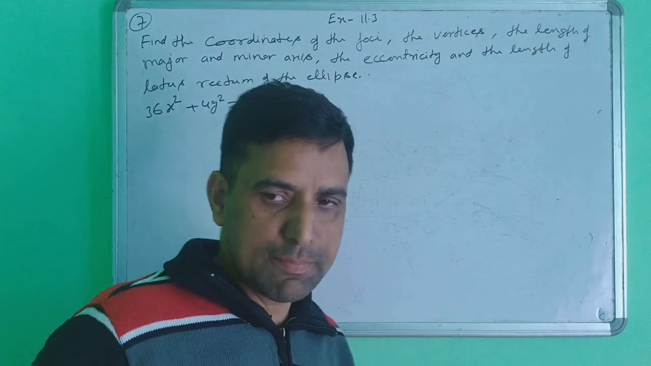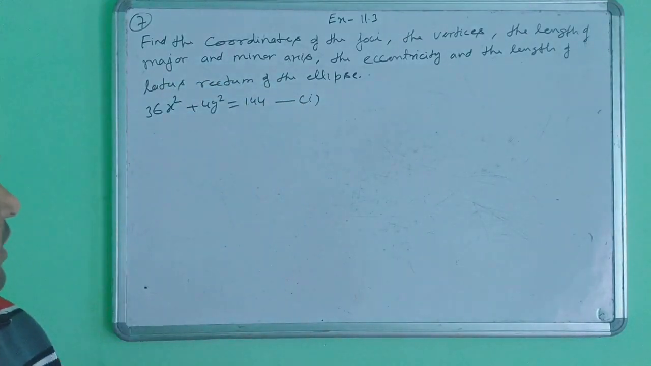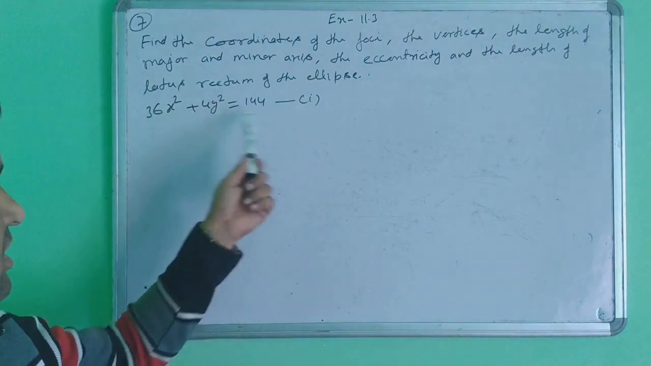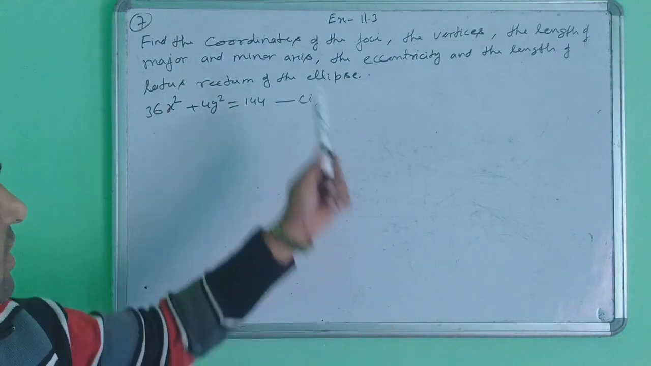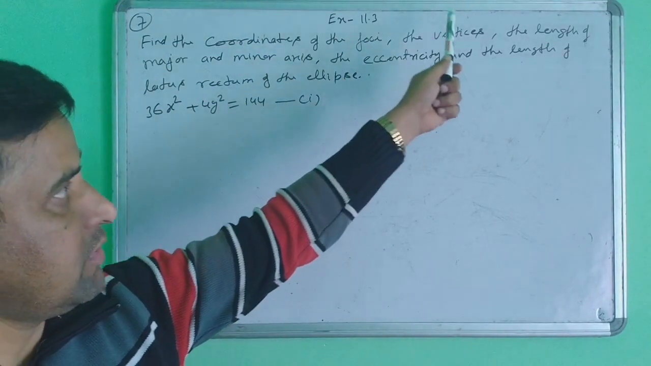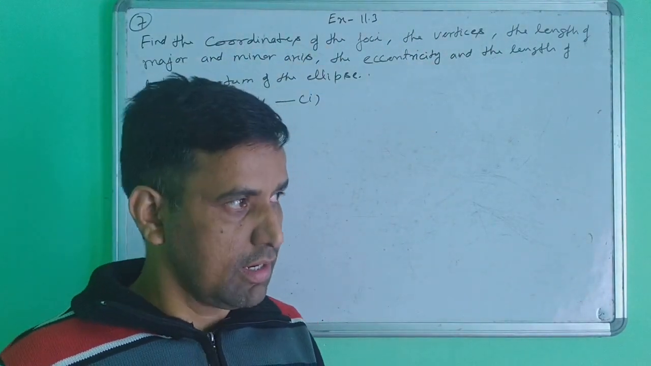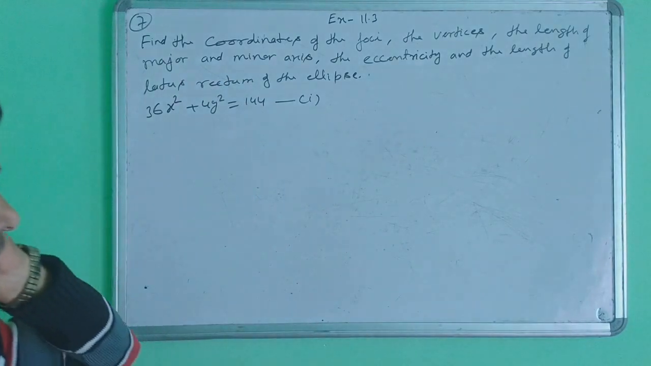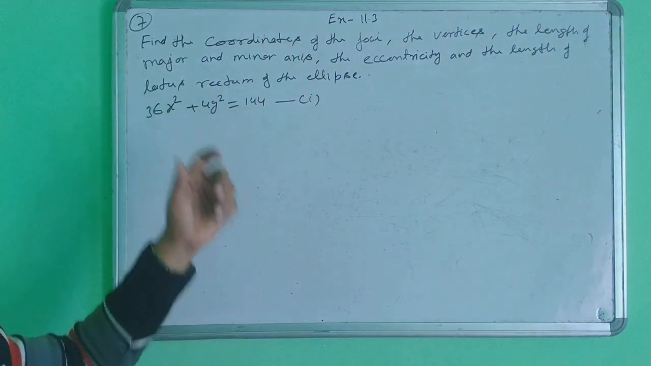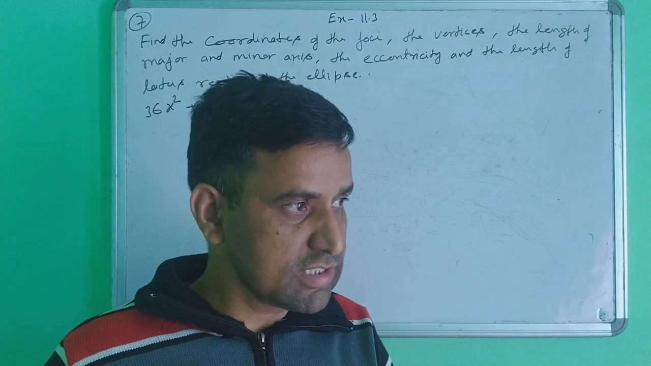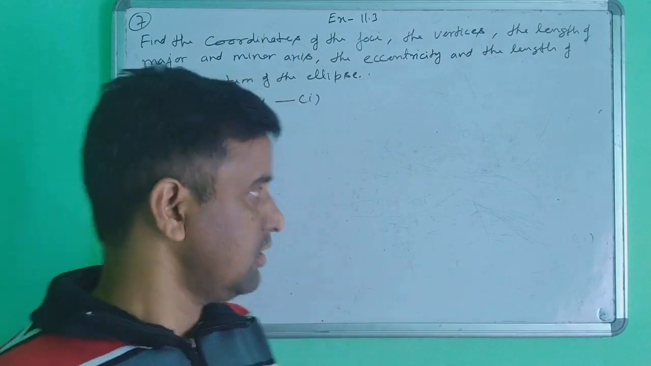Yes, students, next I am taking question number 7. The question is the same, but suppose it is given in this form. So how do we find the coordinates of the foci, vertices, length of the major and minor axis, eccentricity and latus rectum here? You will first convert it into the standard equation of the ellipse. After that you will solve it the same way as the first, second and third questions.